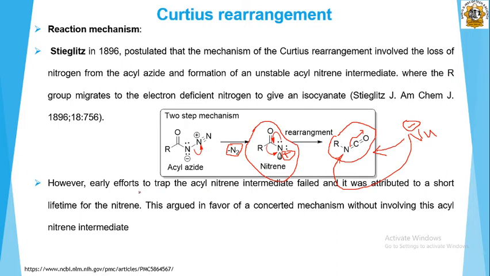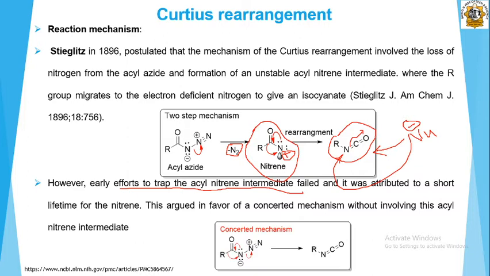However, early efforts to trap the acyl nitrite intermediate failed. Previously it was speculated to form this, but when people tried to isolate this intermediate, they could not isolate it. So then another mechanism came, a concerted mechanism, where these bonds break at the same time and this R migrates at the same time to form this isocyanate. So this is the latest mechanism, which says it is concerted, where no particular intermediate is formed.